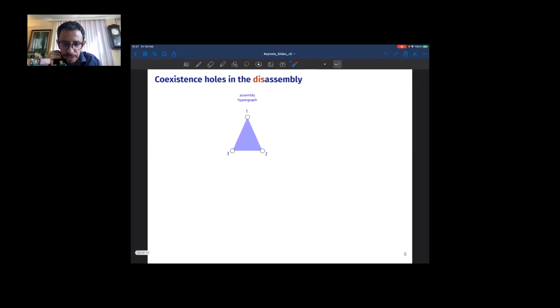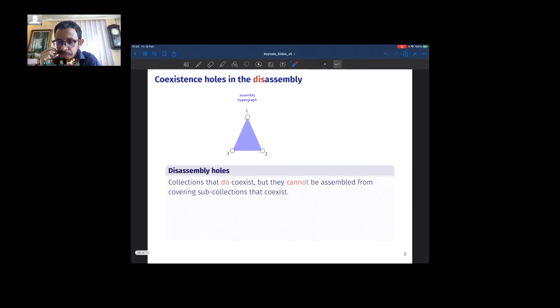Another possibility that is interesting for ecologists is this guy. And this guy will be the archetype of a disassembly hole. So a disassembly hole, if you remember this example, is a collection of species that survives together. But if you take one of the parts, it won't be able to. So I was telling you about this idea of disassembly holes, and the archetype was this picture. This picture is a collection of species that coexist together. So 1, 2, 3 can coexist together. But if you take one of the parts, let's say if you take 1 and 3, they won't be able to coexist. If you take 2 and 3, 1 and 2, they won't be able to coexist.